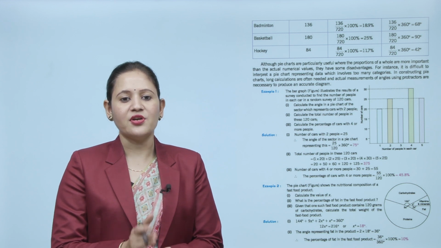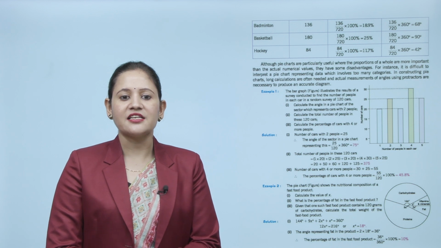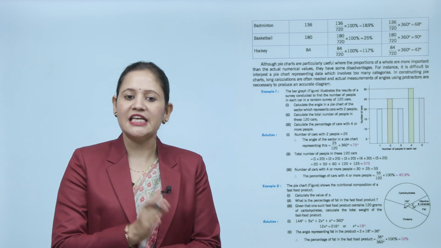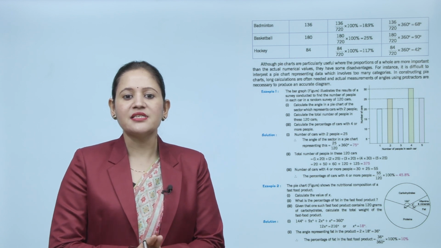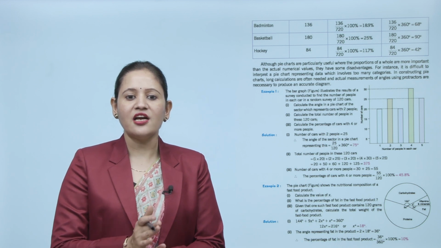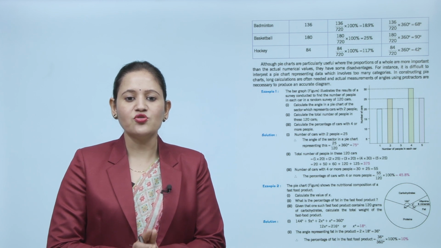produce an accurate diagram. Example लेते हैं, the bar graph illustrates the result of the survey conducted to find the number of people in each car in a random survey of 120 cars. First, calculate the angle of the pie chart of the sector which represents cars with 2 people.